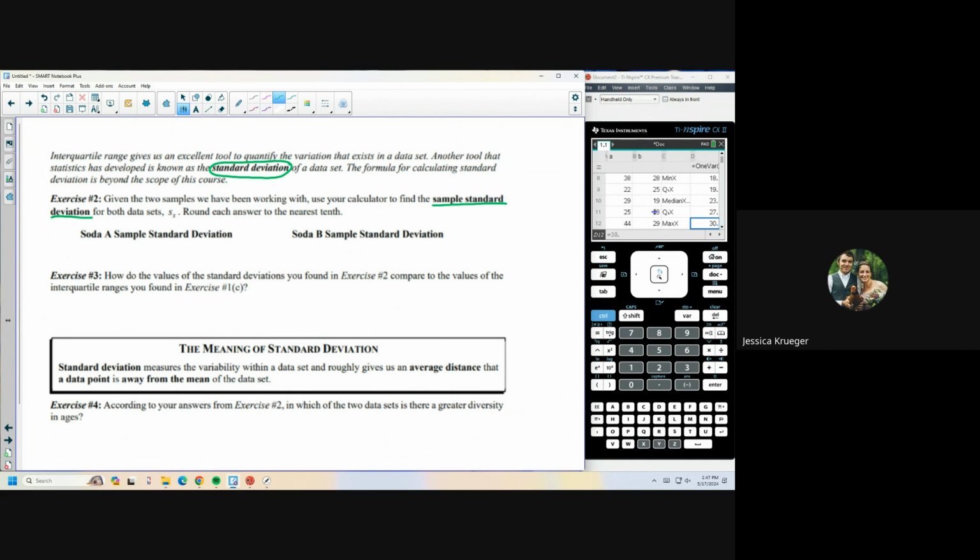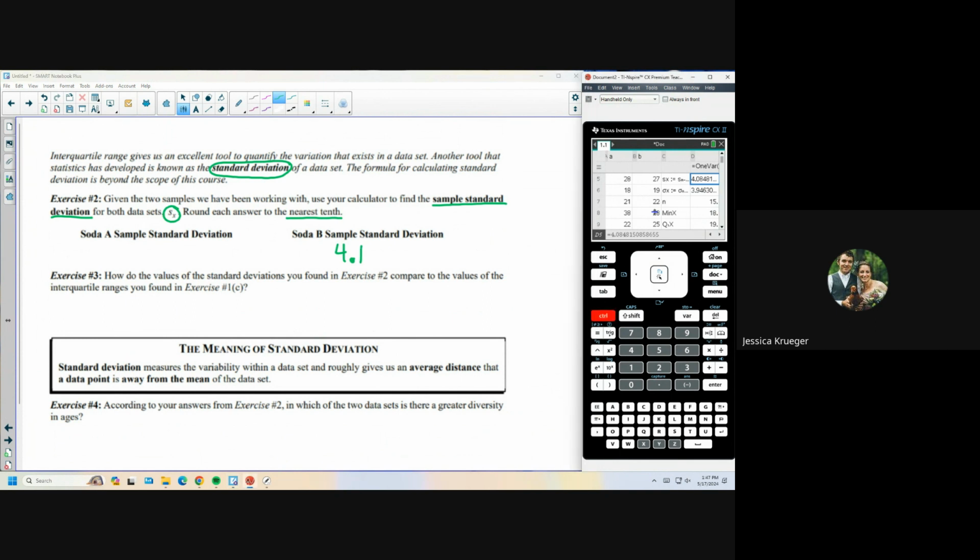What you need to know is that if they ask you in Algebra 1 about a standard deviation, they're looking for S sub X. And in your calculator, you will find that right, it says SX, okay? So for soda B, the standard deviation, it says rounded to the nearest tenth would be 4.1. Now, we don't know what that means. We'll talk about it in just a minute.